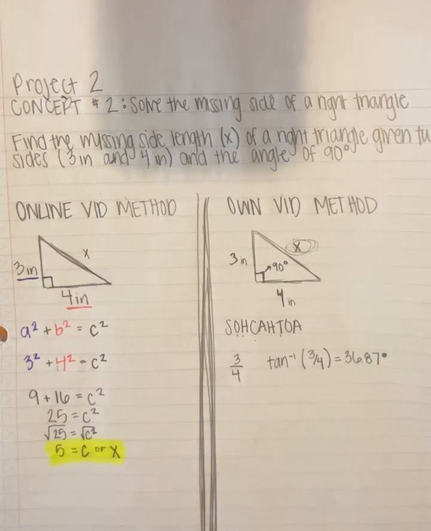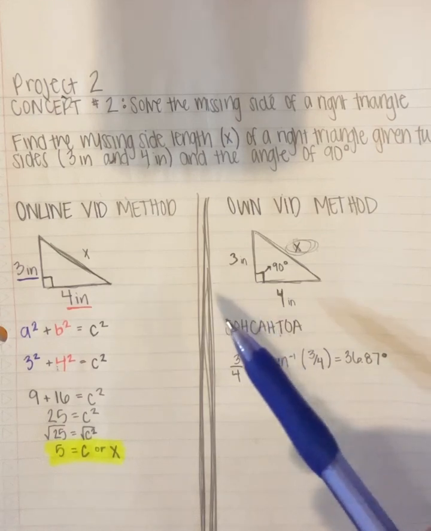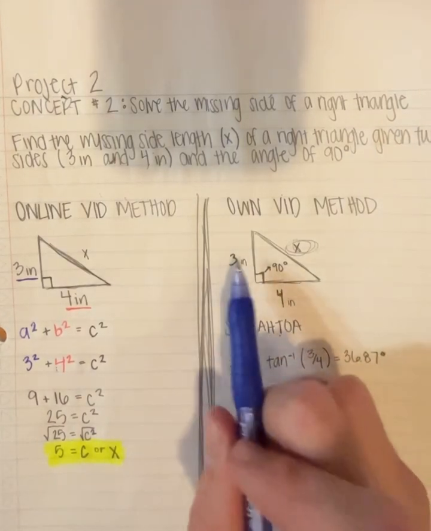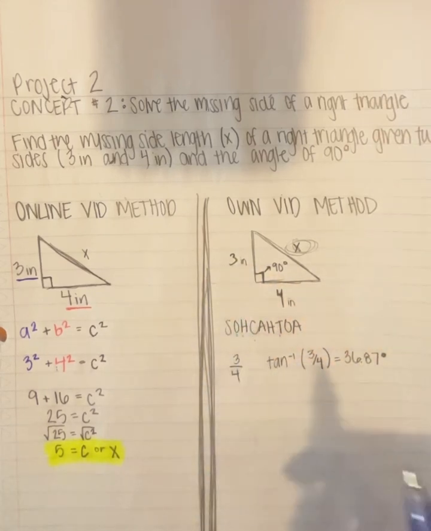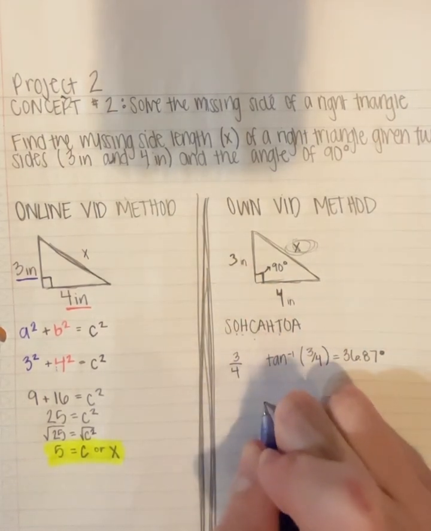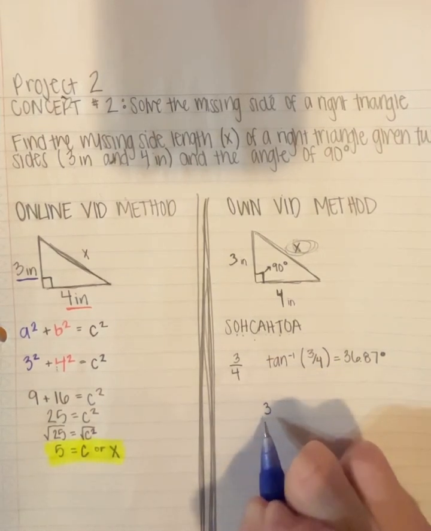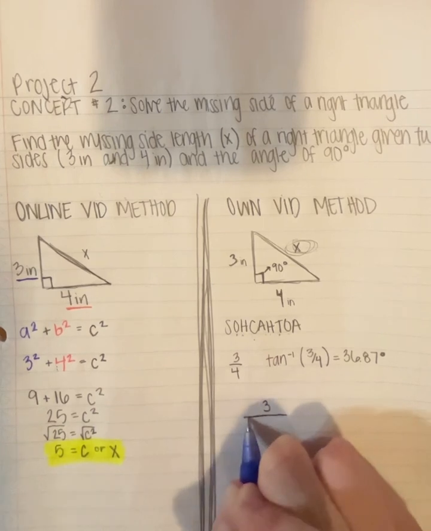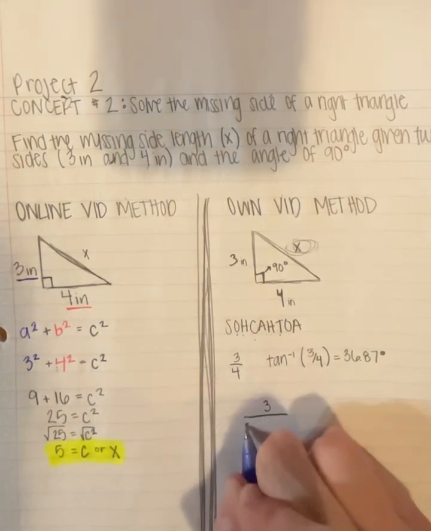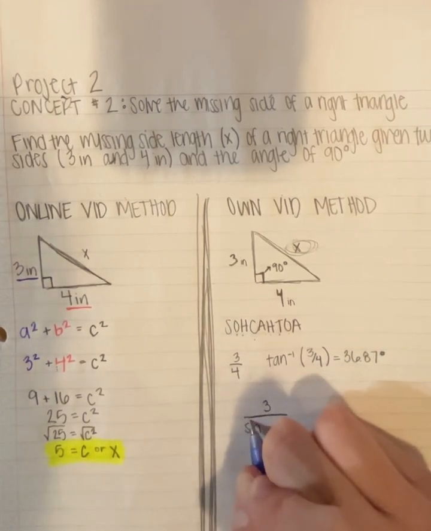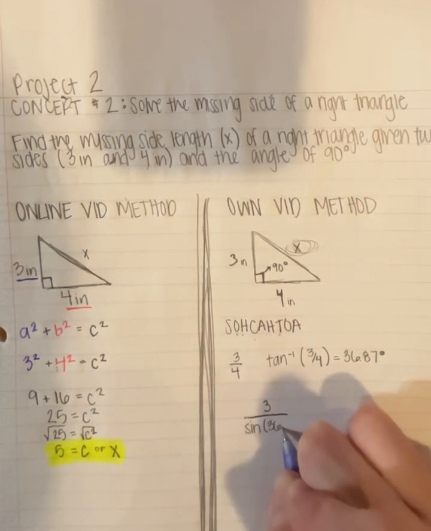So with that angle, what I need to do now is find that missing side length. Using my laws of sine, I can take my first side length, which in this case is 3, and put that all over the sine of the angle that I just found. So sine of 36.87.